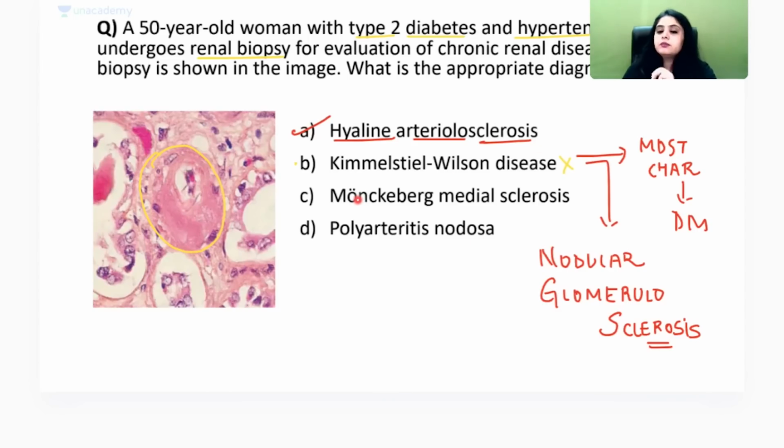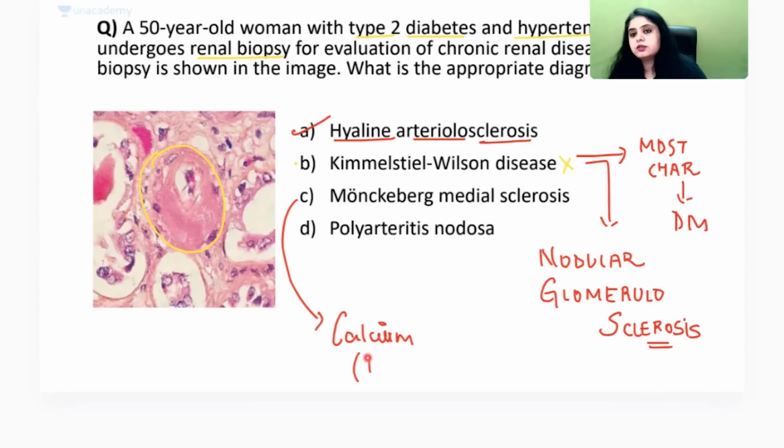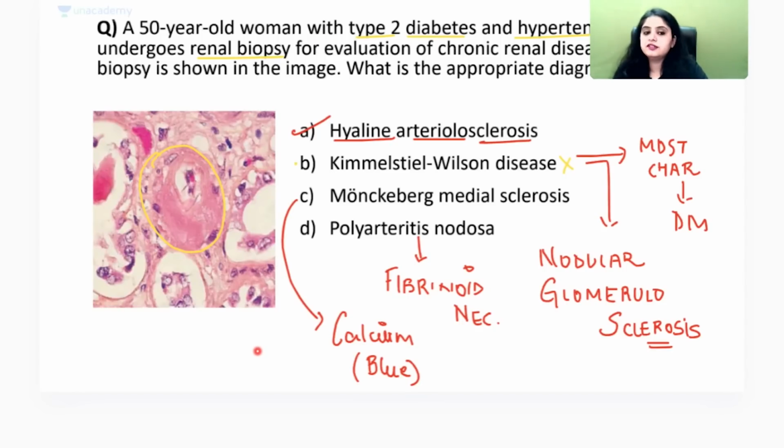What is the third option? Monckeberg medial sclerosis. What is Monckeberg sclerosis? In one word, tell me. Calcium. You'll say, ma'am, it's supposed to have calcium. Calcium is blue color. I don't have any blue color calcium anywhere, no. Polyarteritis nodosa. Which necrosis am I supposed to see in PAN? Very good. First chapter question. Fibrinoid necrosis. Not seen. And nothing mentioned about PAN as such as well. So, this is my final answer.